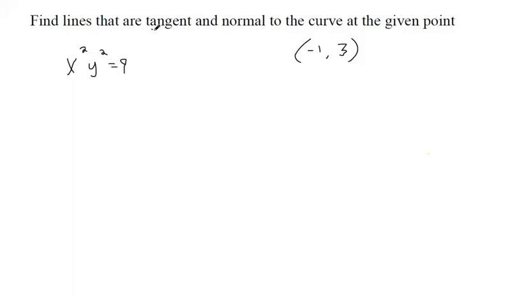Okay, so we need lines that are tangent and normal, but normal lines are perpendicular, so start with this. Find a tangent line, then you can just flip and change the sign. So to do that, we need to take a derivative with respect to x of both sides.